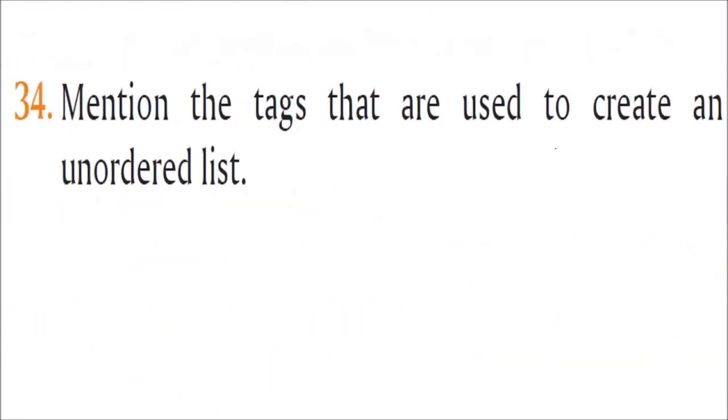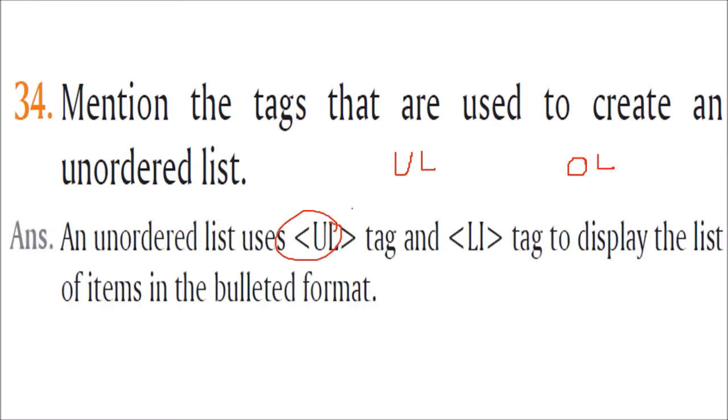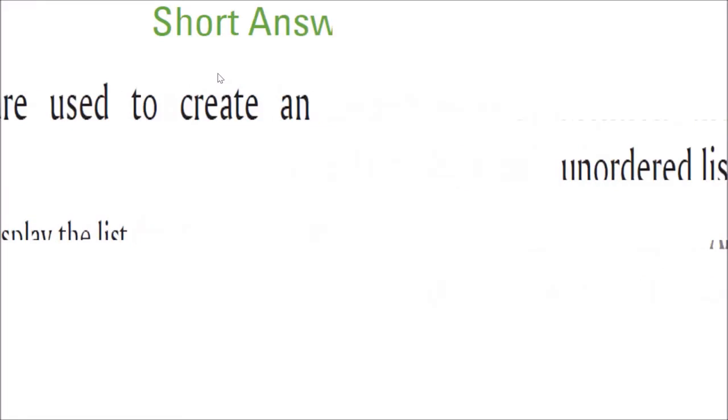Mention the tags that are used to create an unordered list. Unordered list, UL, ordered list, OL. The UL is the tag which is used to create an unordered list. Inside that you have to give items which will come in LI, list item.